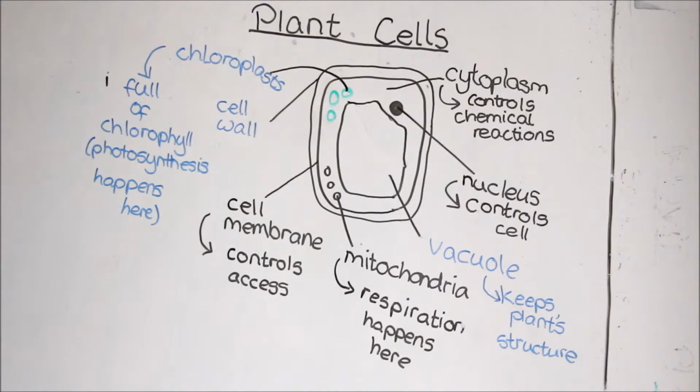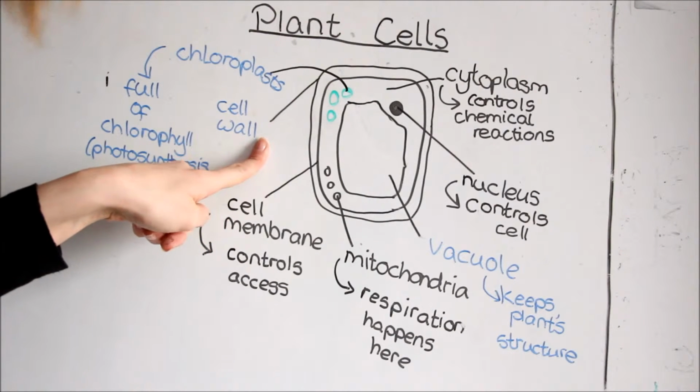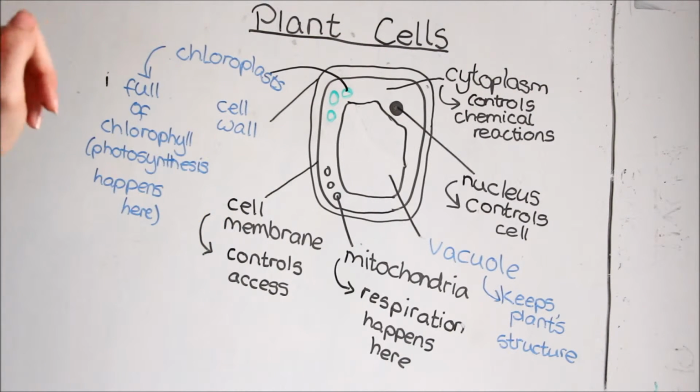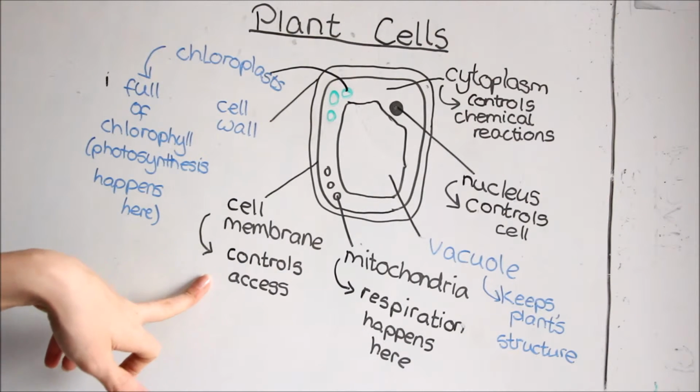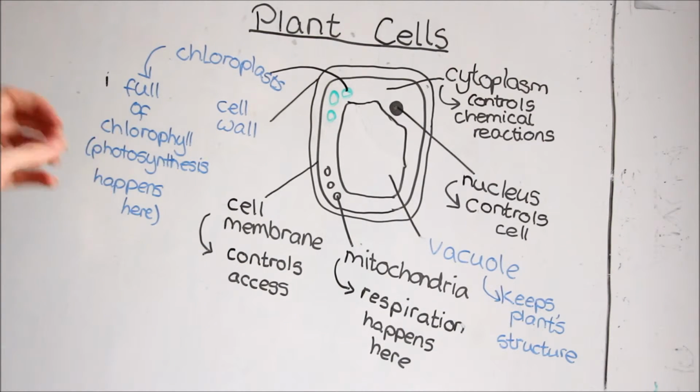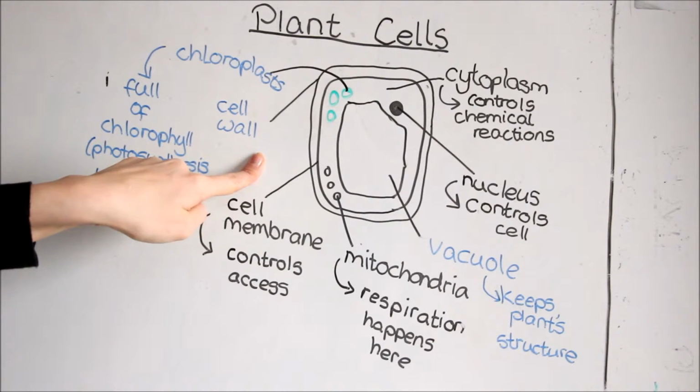So the next thing we need to talk about then is this cell wall. The last thing on here. Now, there's a bit of confusion that a lot of people have. Why, when there's a cell membrane, which is perfectly good for animal cells, do plant cells feel the need to also have a cell wall?